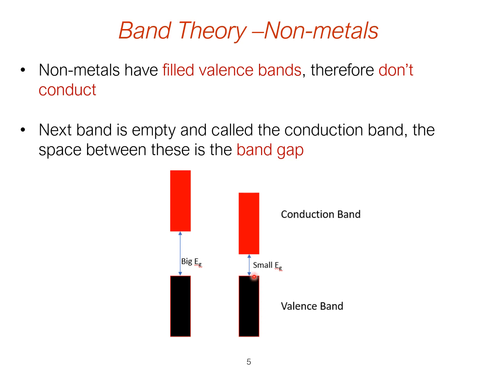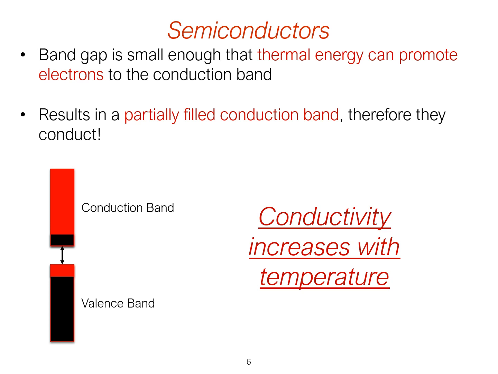On the right though, you can see that we've got a similar diagram for a semiconductor. It's got the same completely filled valence band, but its conduction band is much lower in energy, and this band gap is actually quite small. So what that means is that where this band gap is quite small, thermal energy can promote electrons into the conduction band. And when that happens, we end up getting a partially filled conduction band.